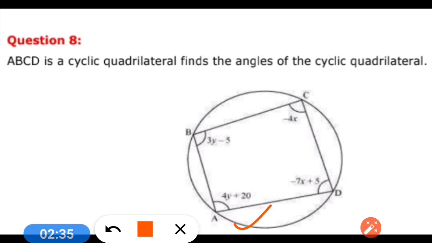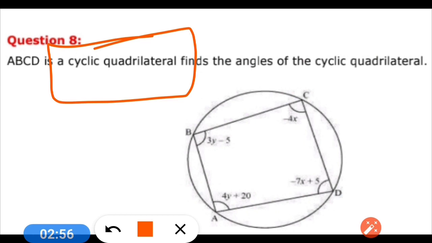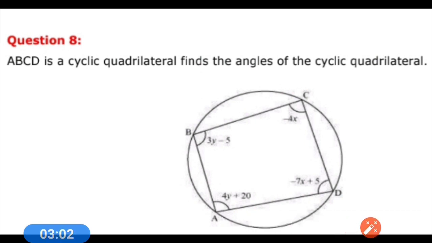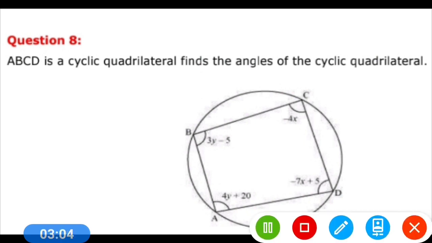What are the angles? Angle A is 4y plus 20, whereas angle B is 3y minus 5, angle C is minus 4x, and angle D is minus 7x plus 5. So he has given you all four angles, and it is a cyclic quadrilateral, and you have to find the angles of the quadrilateral.